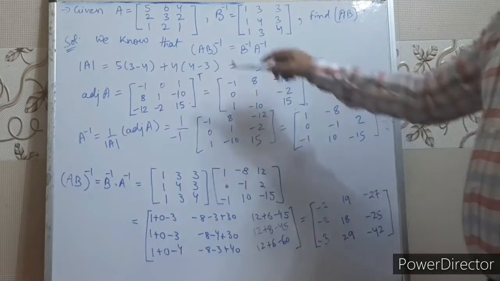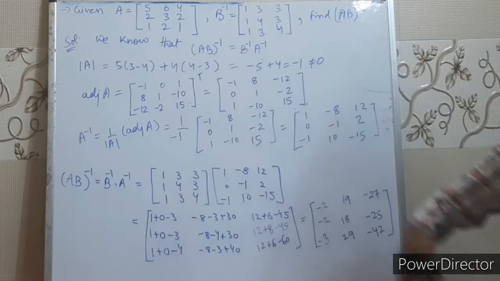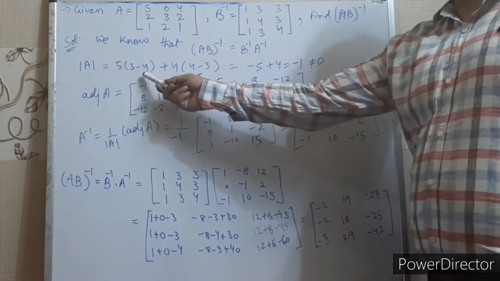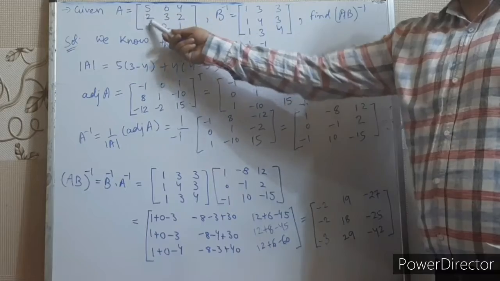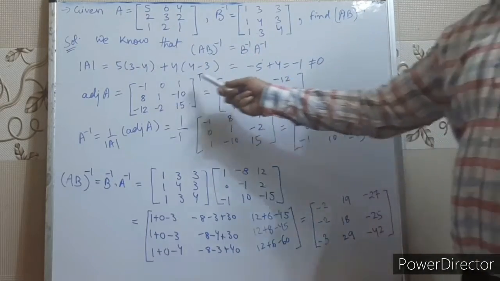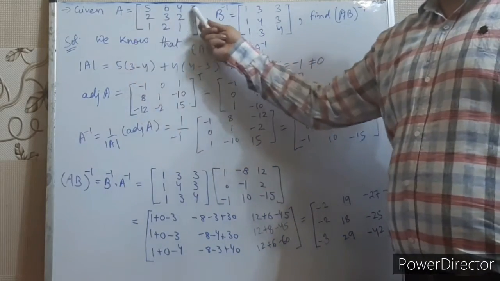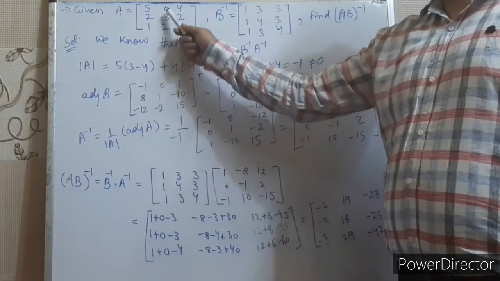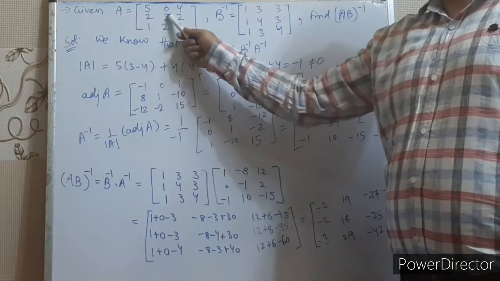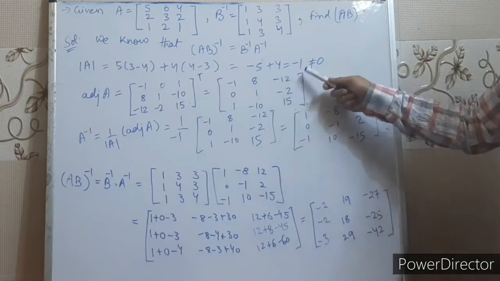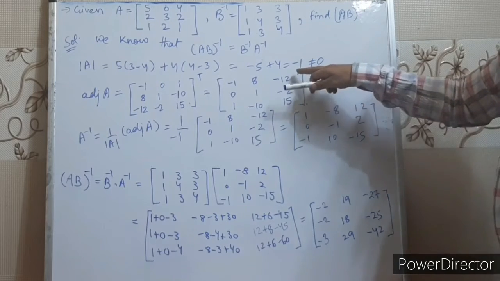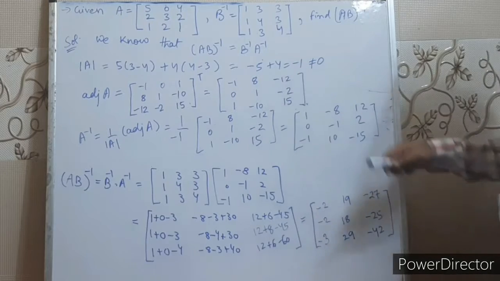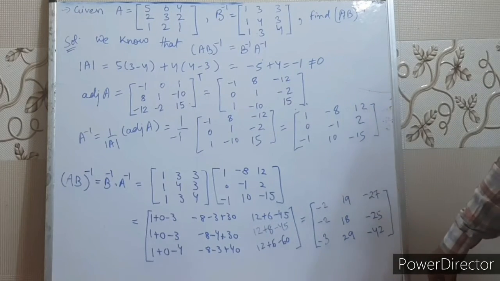Now, for finding the inverse, for A to be invertible, A should be non-singular. That means the determinant of A should not be equal to 0. Let's show that by finding the value of the determinant of A, which I have calculated here. You can see by expanding it by the first row: 5, 3 minus 4, then 0, and then 4, 4 minus 3. This will all come to minus 1. Right, children? That means determinant of A is not 0. Therefore, A is non-singular and hence A is invertible.